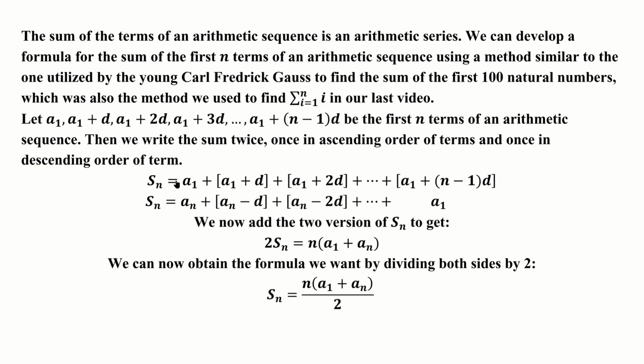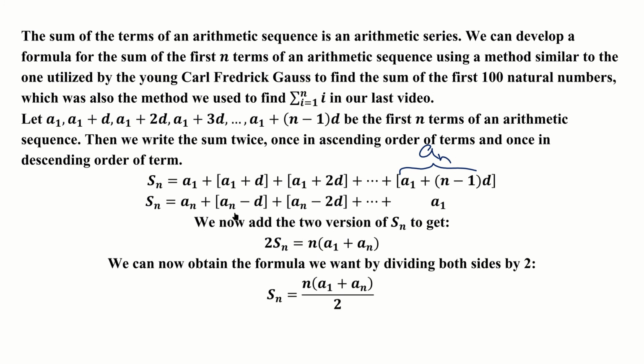All right, so from the first term through the nth term, we can get a1 plus a1 plus d plus a1 plus 2d, etc. So this is a1, remember this is a2, this is a3, all the way up to a1 plus quantity n minus 1 times d, which is of course what? Remember, this up here is just an.